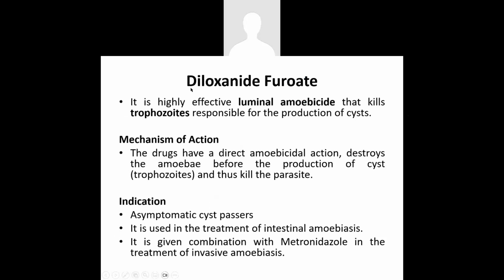Here we have another one which is called diloxanide furoate, which is effective in treatment of luminal amoebiasis, that is, the trophozoite responsible for the production of cyst. This drug has direct amoebicidal action, destroying the amoeba before the production of cyst, which is the trophozoite, and thus kills the parasite. It is indicated for treatment of asymptomatic cyst passers, and it is used for treatment of intestinal amoebiasis.